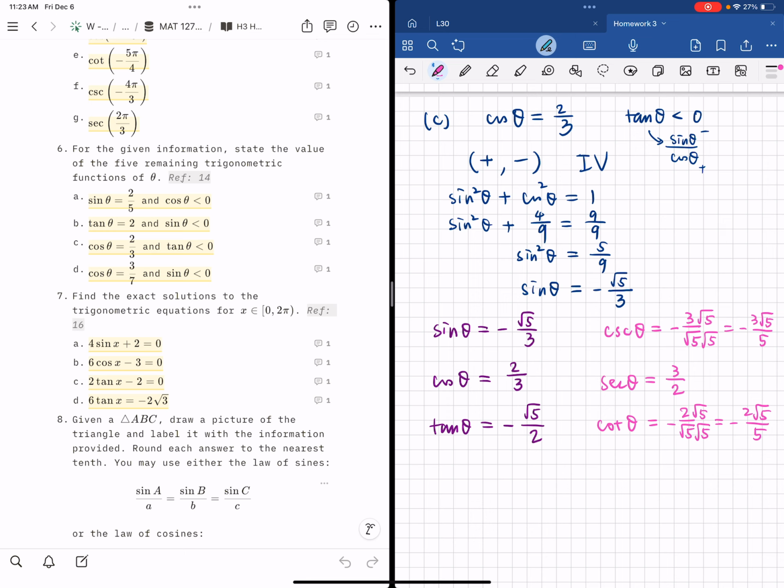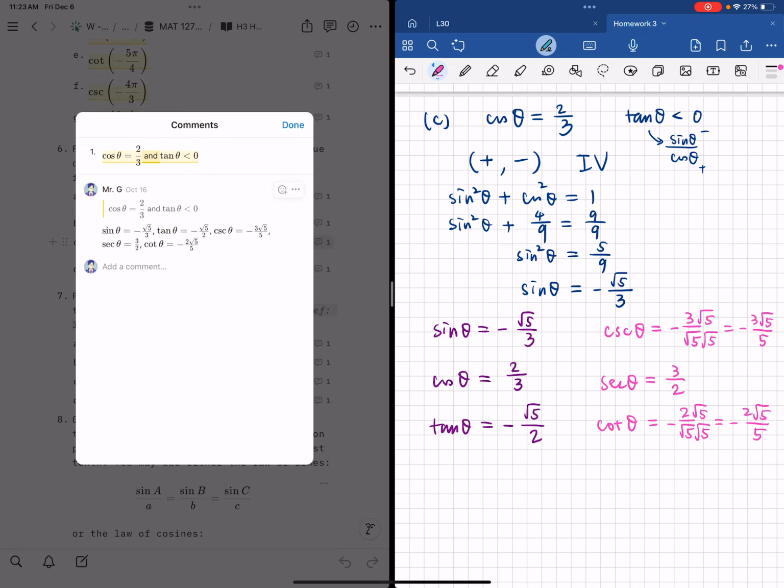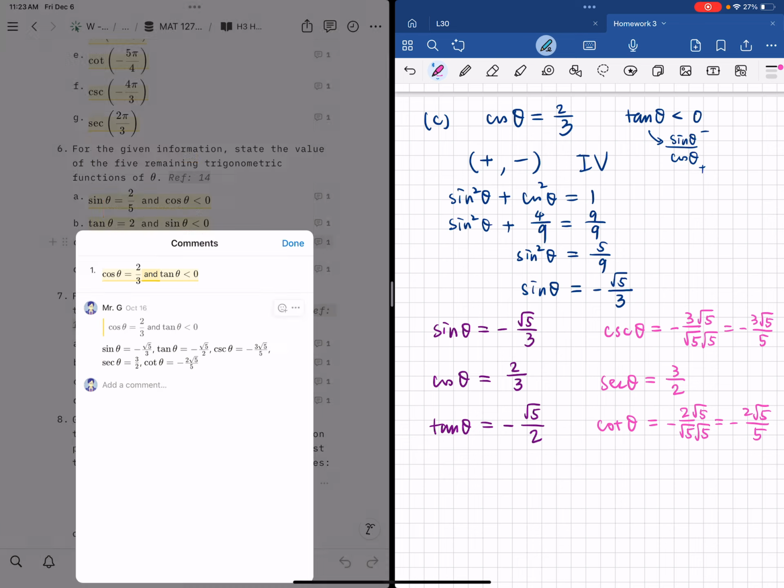And let's check if our answer is correct. Sine, negative radical 5 over 3. Tangent, negative radical 5 over 2. Cosecant, negative 3 radical 5 over 5. Secant, 3 over 2. Cotangent, negative 2 radical 5 over 5. Okay, good.